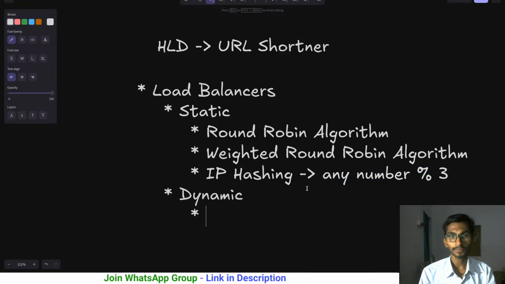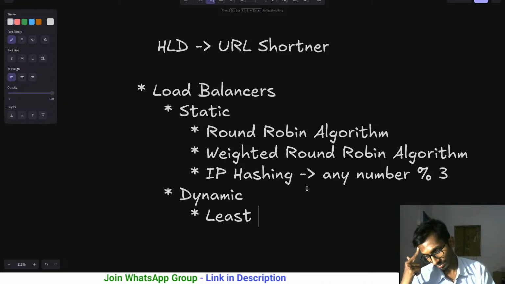So these are some of the static load balancing algorithms for the load balancer, and there are some dynamic ones as well, and if I haven't forgotten them, there is something called least... lol, I forgot. What is the first one when it comes to dynamic?